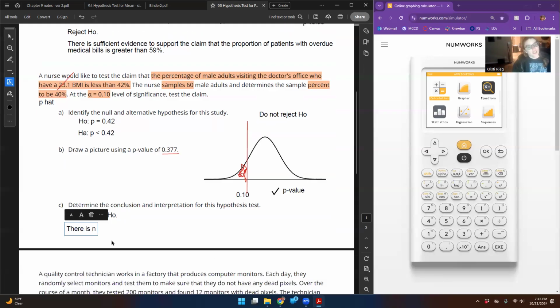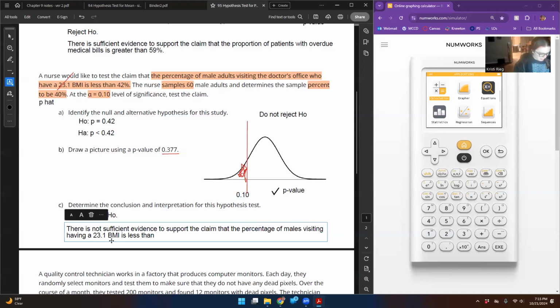So then I can say there is not sufficient evidence. See how the nots go together? It's just easier to connect the dots. Evidence to support the claim that the percentage of males visiting have a BMI, I guess it's specifically that 23.1 BMI, is less than 42%. I was trying to cut it down, but I cut it down a little too much.